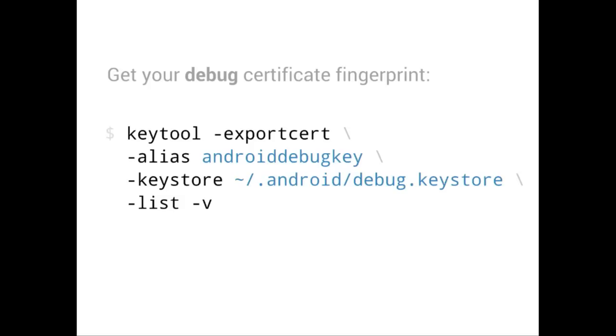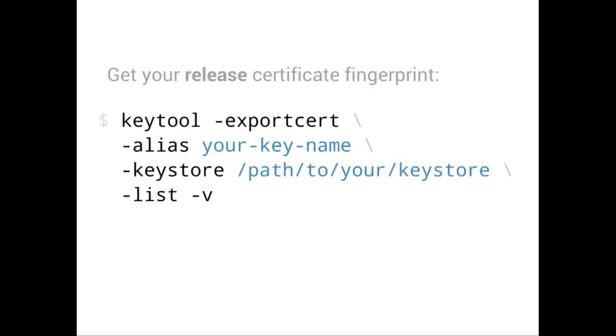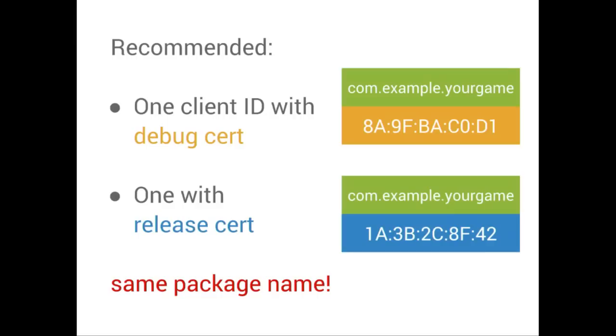And then, of course, you should also get your release certificate's fingerprint, which you can do using this command line. In this case, you're going to have to replace your key name over there and then give the path to your keystore. Once you have those two fingerprints, what we recommend is that you have two different client IDs in the same project, with the same package name. One of them has your debug certificate fingerprint, and the other one has your release certificate fingerprint. And they exist side by side.